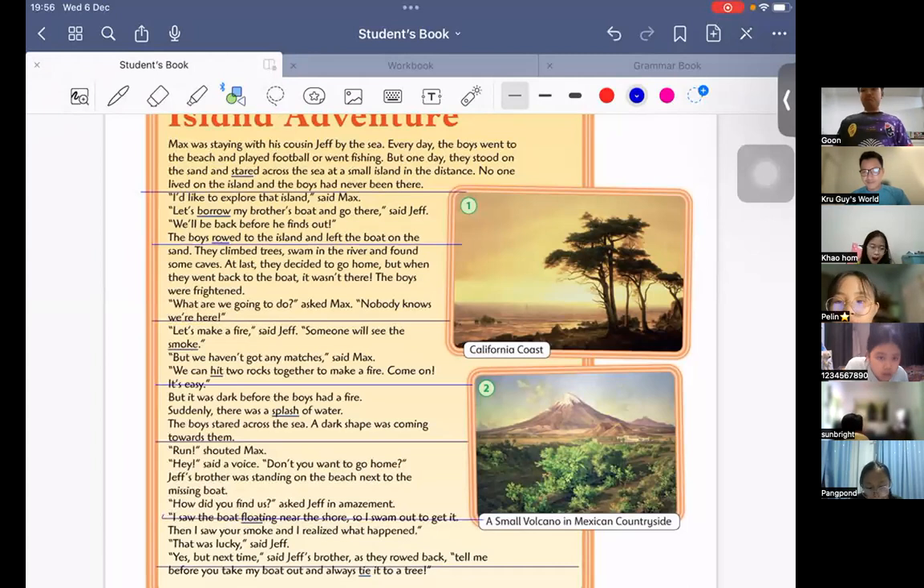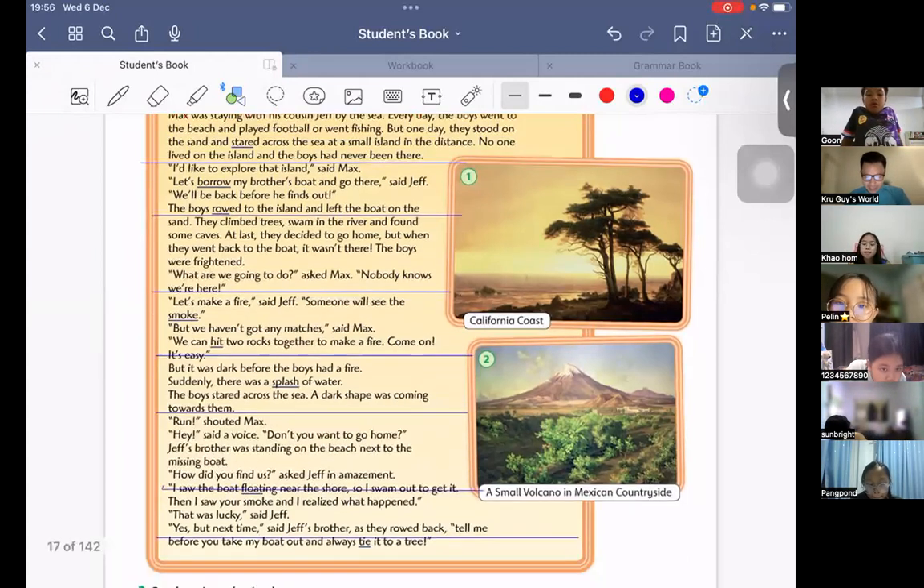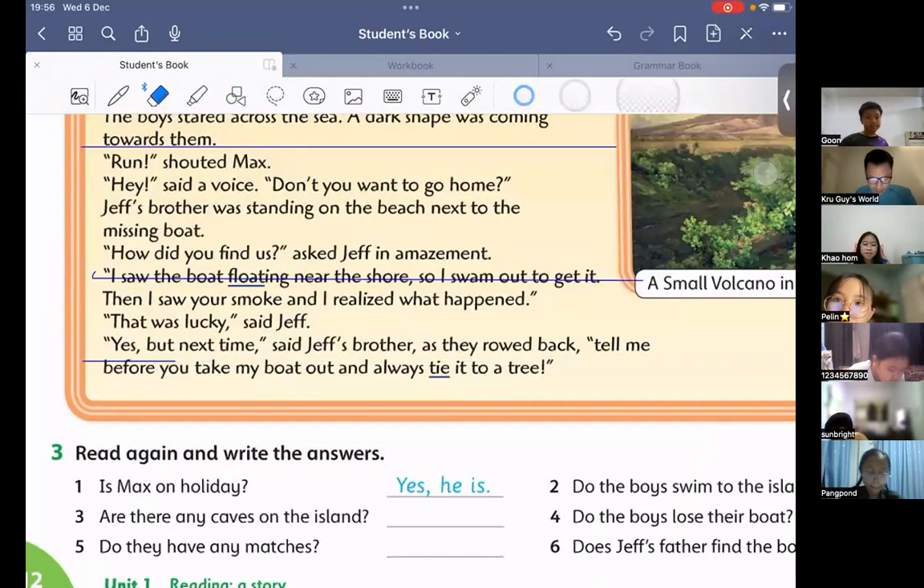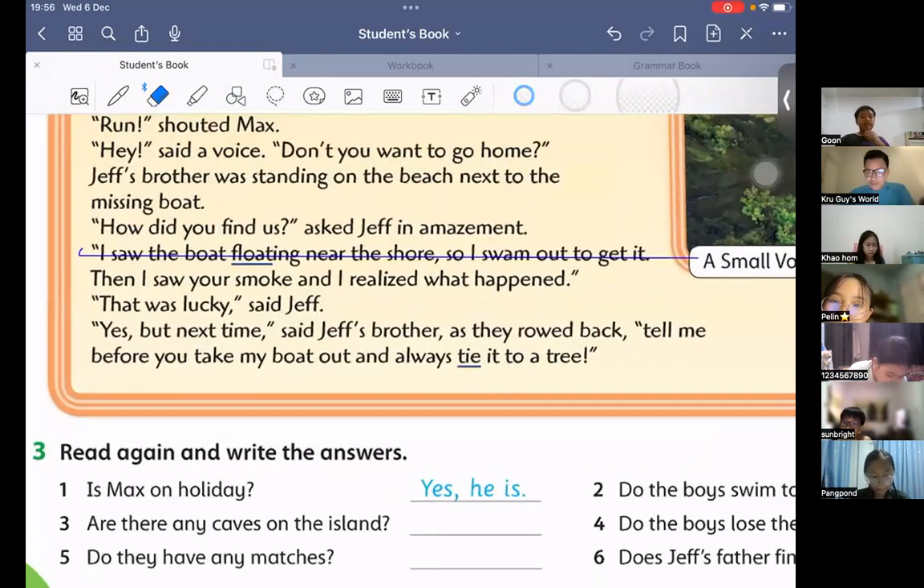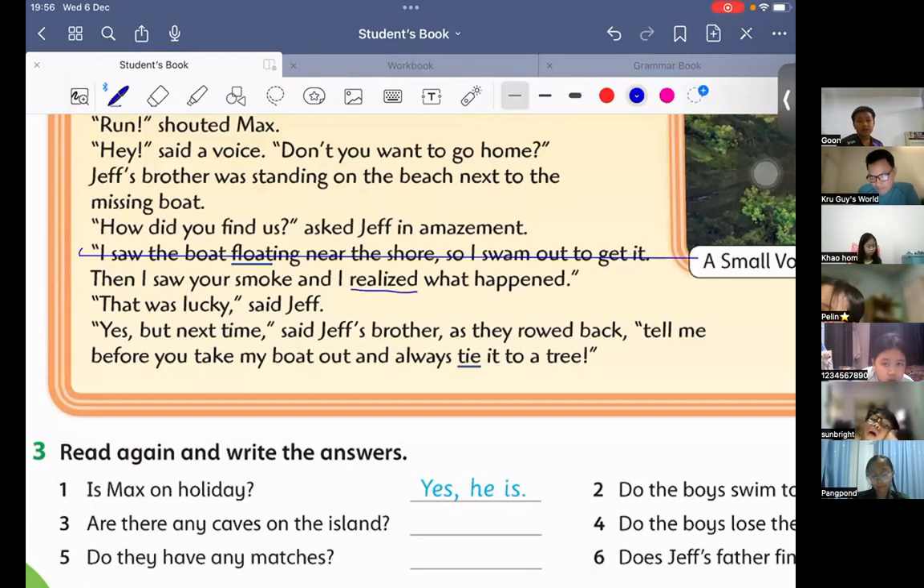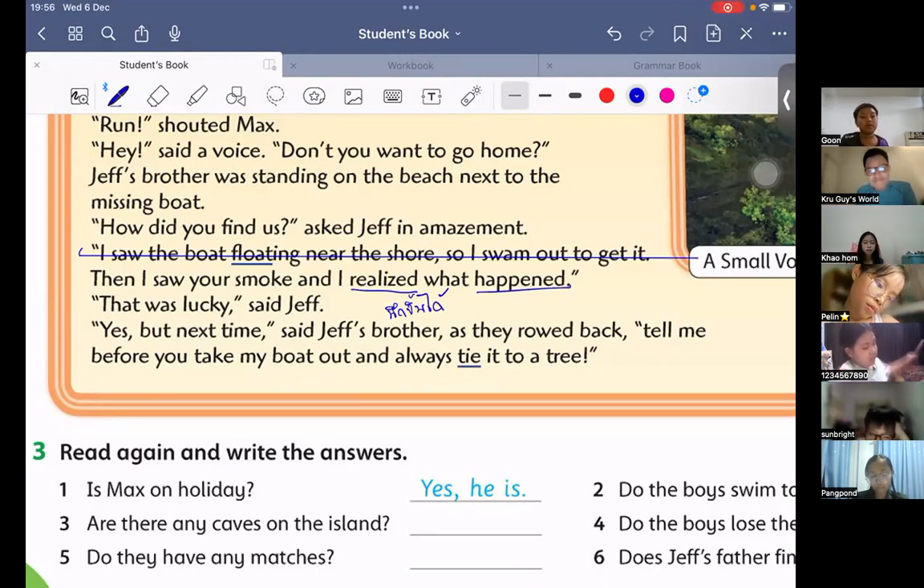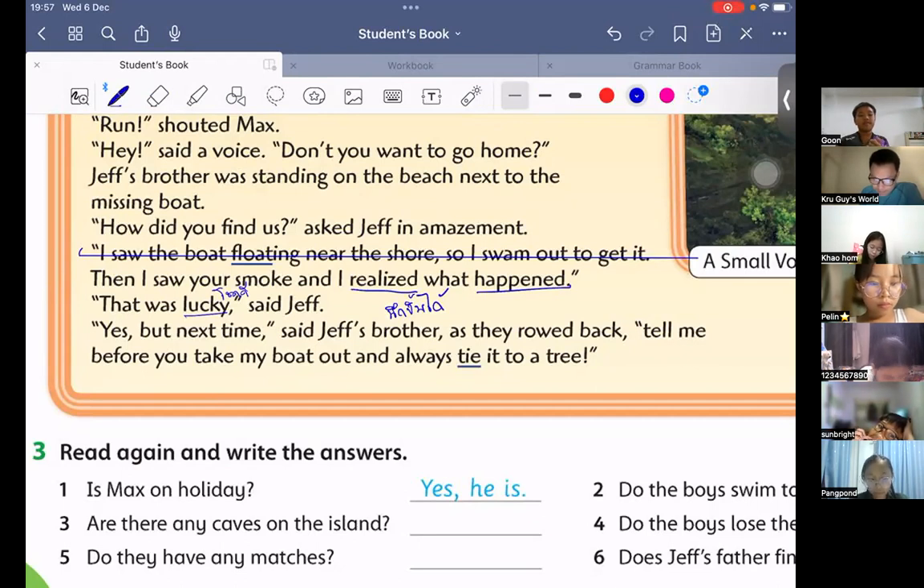I need to hear Kun first, because Kun will take time. Kun, can you read this? Then I have you. And I realize what happened. What happened? That was lucky. Lucky. Yes. Yes, but next time, send Jeb's brother a bottle.